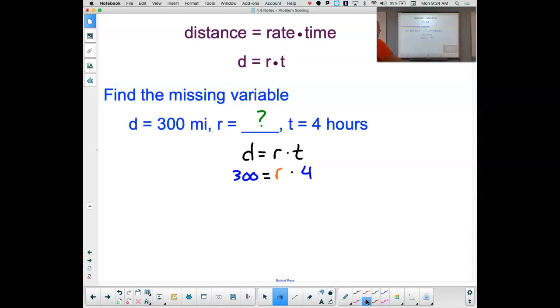So 300 equals R times 4. So then I'm going to divide both sides by 4. And when I divide both sides by 4, I get 75 here is my R value. Sounds great. Sounds grand. Sounds wonderful.